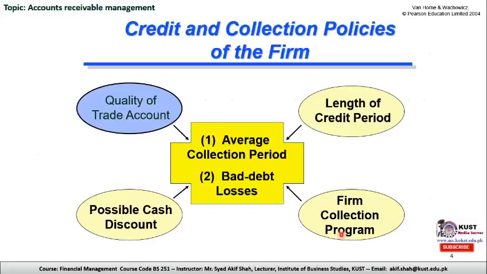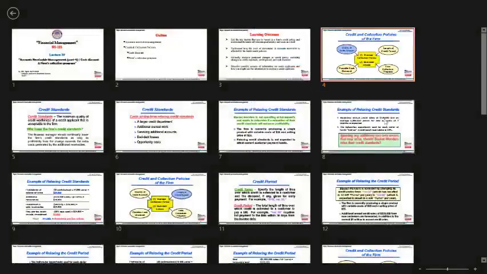So let's go ahead. We have already covered the quality of trade credit, or we have addressed our credit standards in detail in the previous lecture. We have also covered the length of credit period along with the numerical example as well as the profitability and cost trade-off involved when we are changing the length of the time period. So this lecture will address the third factor, which is the possible cash discount to be offered to the credit customers, as well as if we alter the firm's collection program. So let's go ahead directly to the third factor.